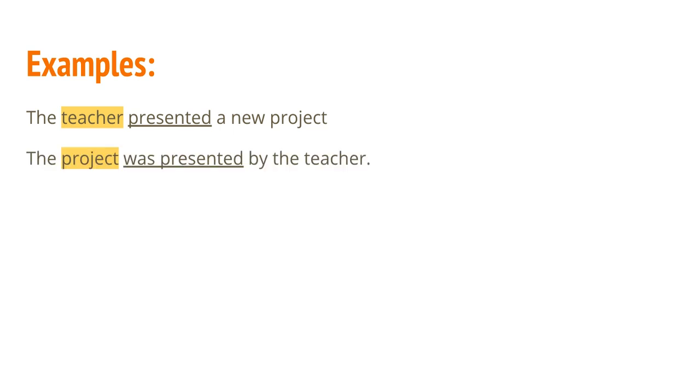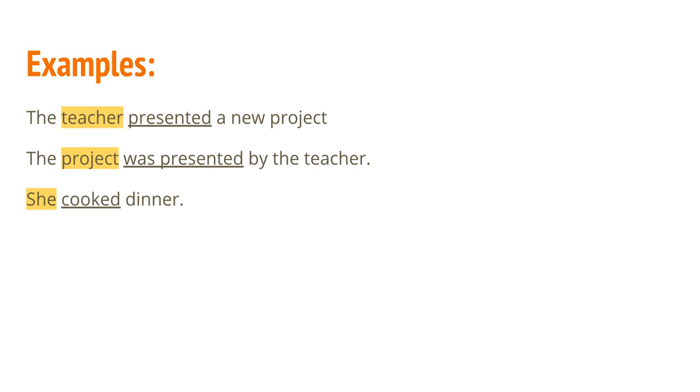So taking a look at some examples, the teacher presented a new project. The teacher is the who or what of the sentence, so we've highlighted teacher. Presented is the action, so we've underlined that verb. Now, is the teacher performing the action of presenting? Yes. So this sentence would be active, as opposed to the project was presented by the teacher, where the subject, project, is no longer doing the presentation.